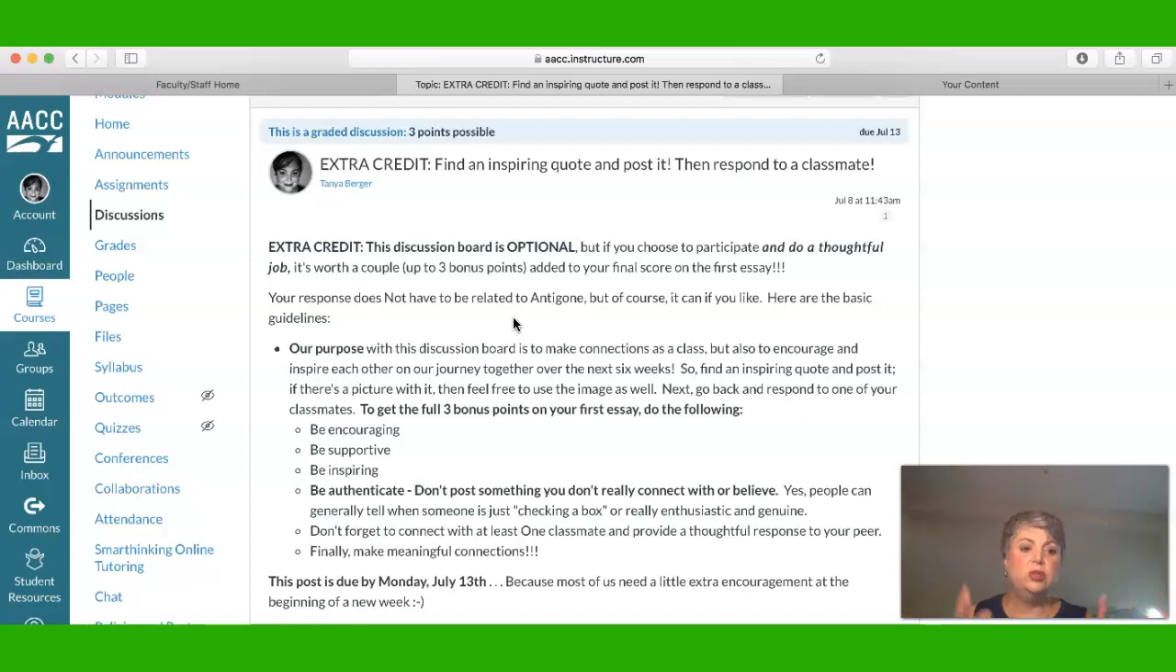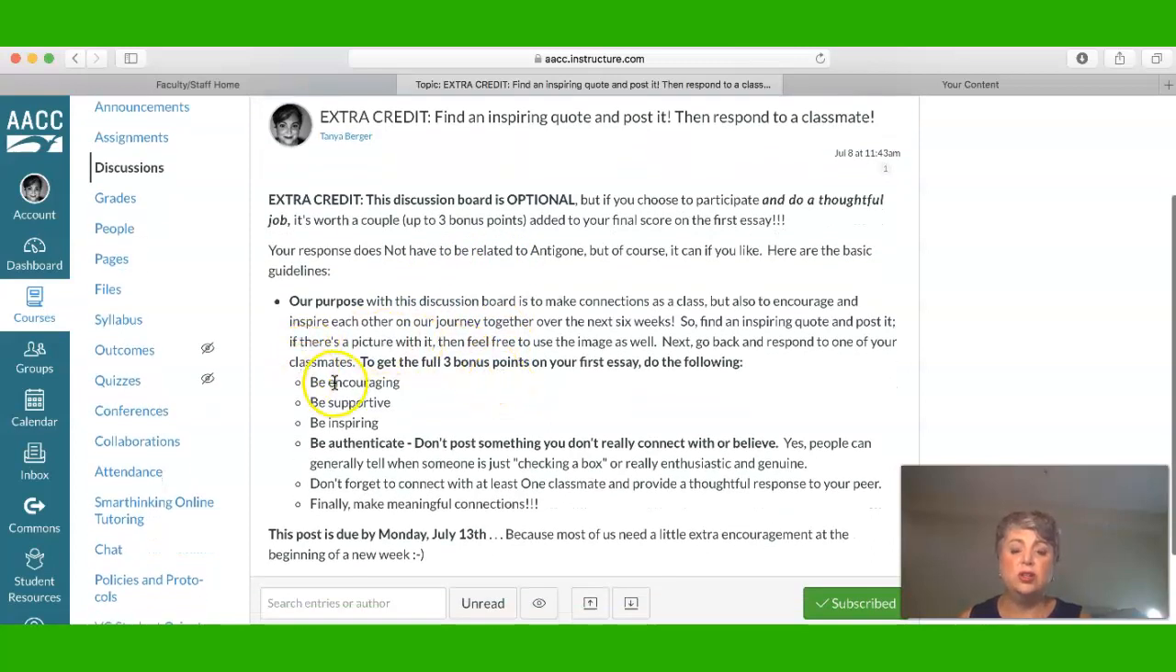The way you're going to get the bonus points is just, do a good job. Make it thoughtful. Find an inspiring quote, something that's encouraging, supportive, inspiring. Be authentic. Don't post anything that you don't really believe in, but find that quote. If it's with an image, post it, explain why you chose it, and then go back and do that maybe on Friday or Saturday. And then go back on Monday and respond to a classmate. The purpose here is to, again, engage and connect with your classmates. You can get up to 3 bonus points on the final score of your first essay.